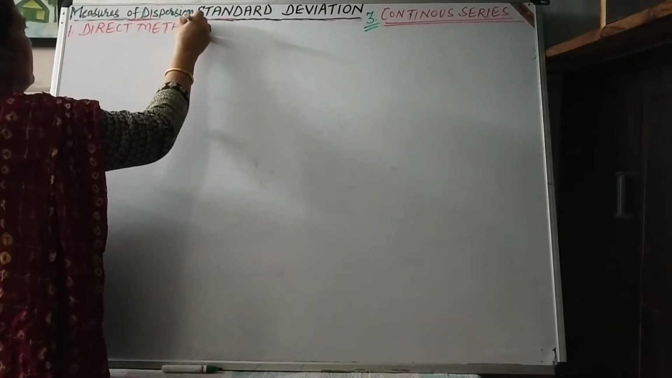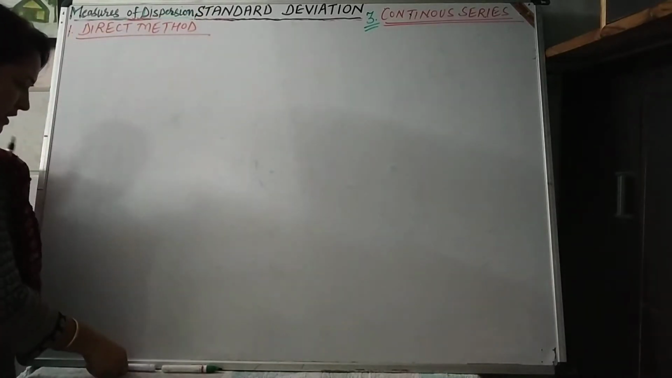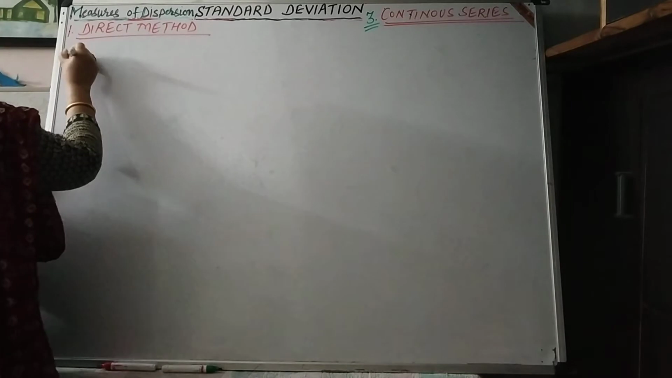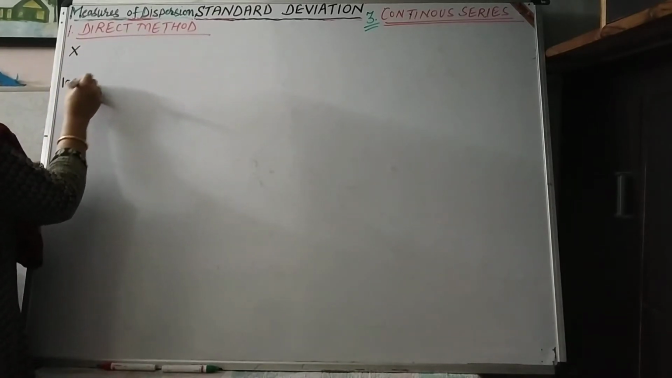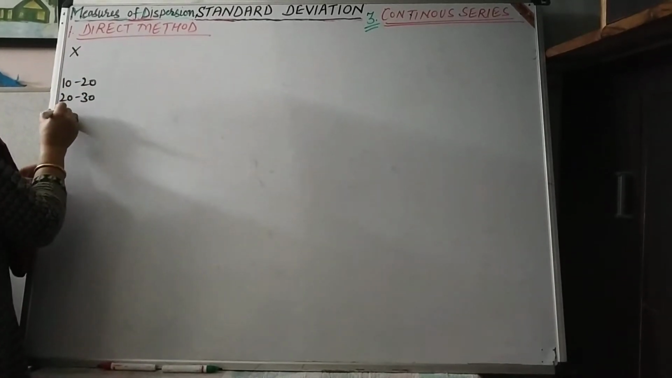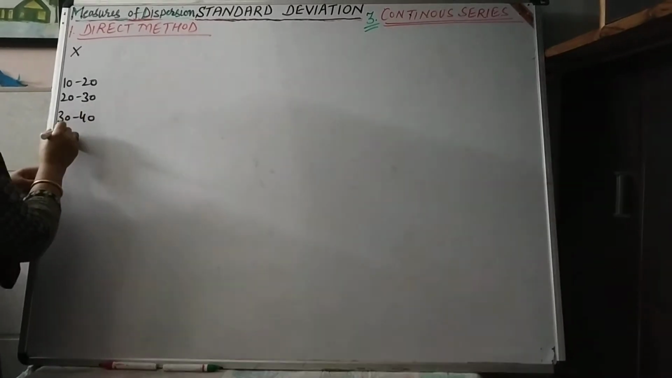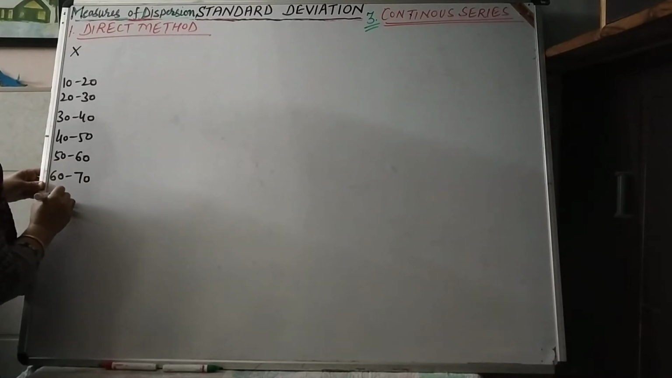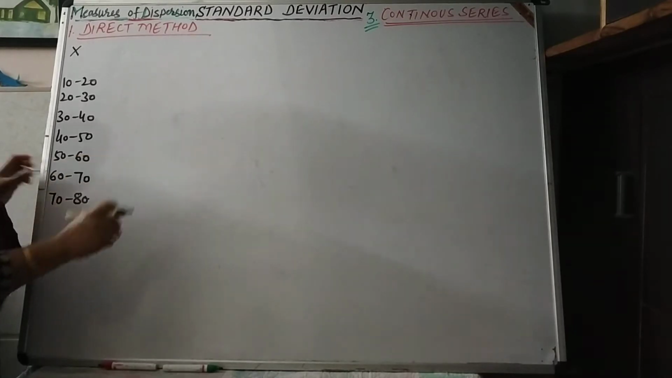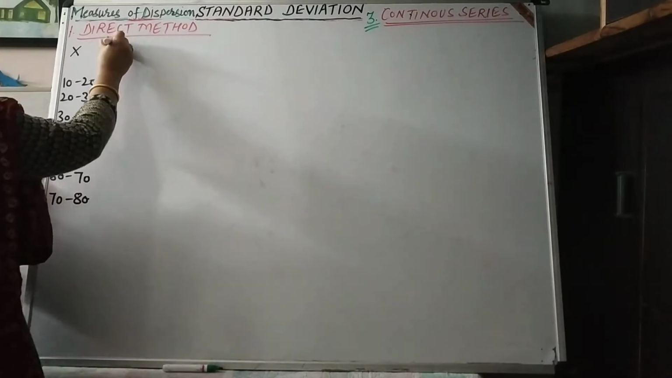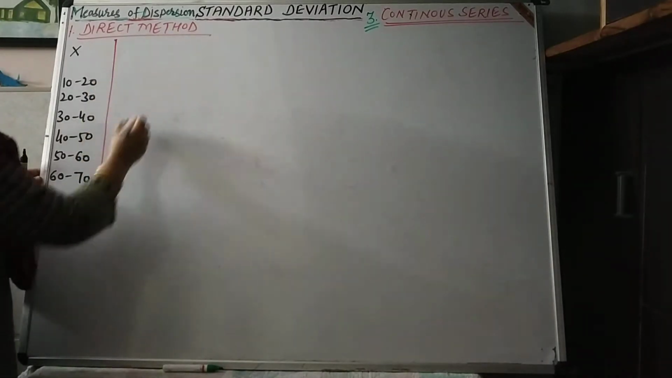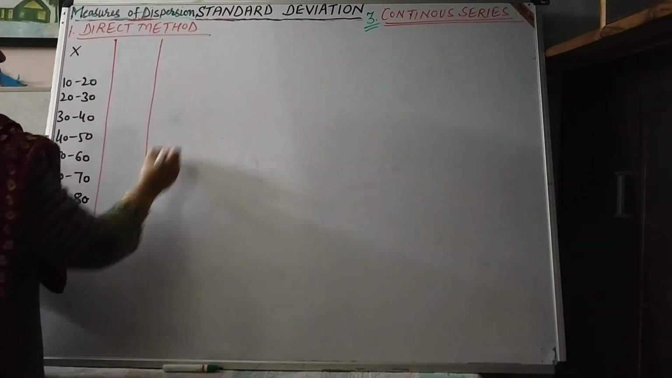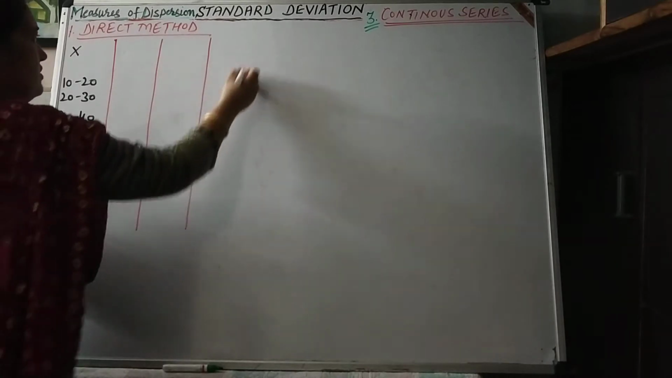In the statement the values of x and f are given. The values of x are 10 to 20, 20 to 30, 30 to 40, 40 to 50, 50 to 60, 60 to 70 and last one is 70 to 80. Frequency is also given. So let us prepare a format for the further calculations.